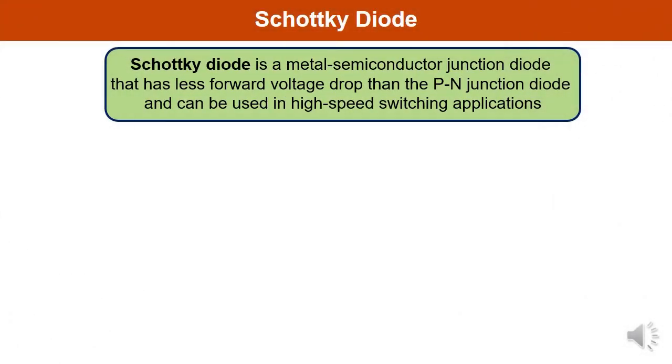Schottky diode, it is a metal semiconductor junction diode which has less forward voltage drop in comparison to the PN junction diode, and Schottky diodes are commonly used in high speed switching applications. Both of these points are very important.